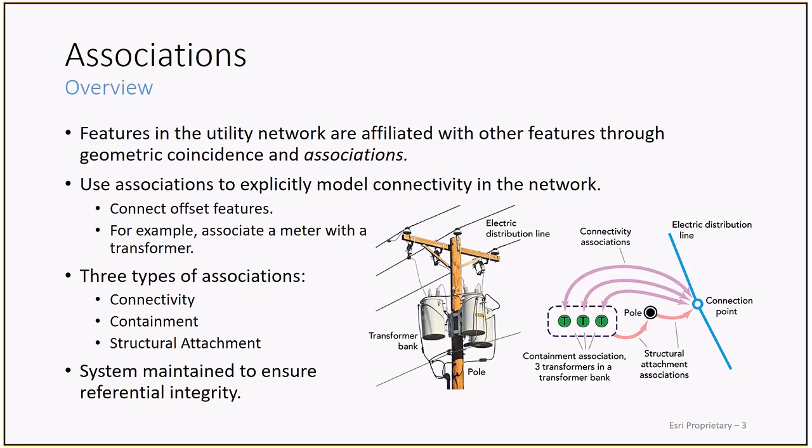What associations allow us to do is create some interesting relationships and information within the utility network itself that can be pulled out by the users depending on what it is they are specifically interested in. There are three types of associations that we're going to get into: connectivity, containment, and structural attachment. And we're going to talk a little bit about a field, which is association status, that comes into play here.